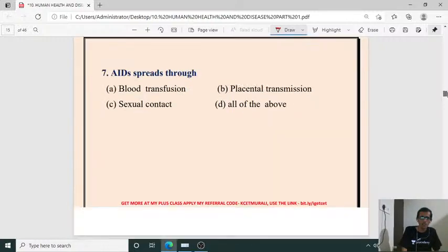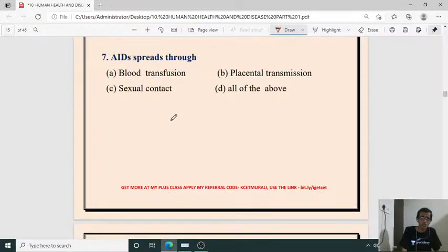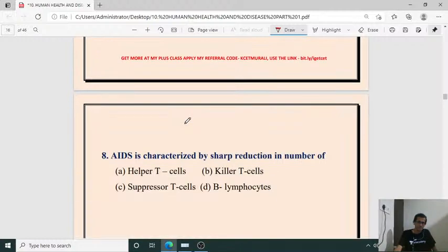Next, question number 7. AIDS spreads through blood transfusion, placenta transmission, sexual contact, all of the above. Through which media can we observe the transfer of HIV from an HIV patient to a healthy person? That is blood transfusion, sexual contact, placenta transmission. All the three are involved here. So the right option is D, because all the three mechanisms I mentioned apply to HIV.